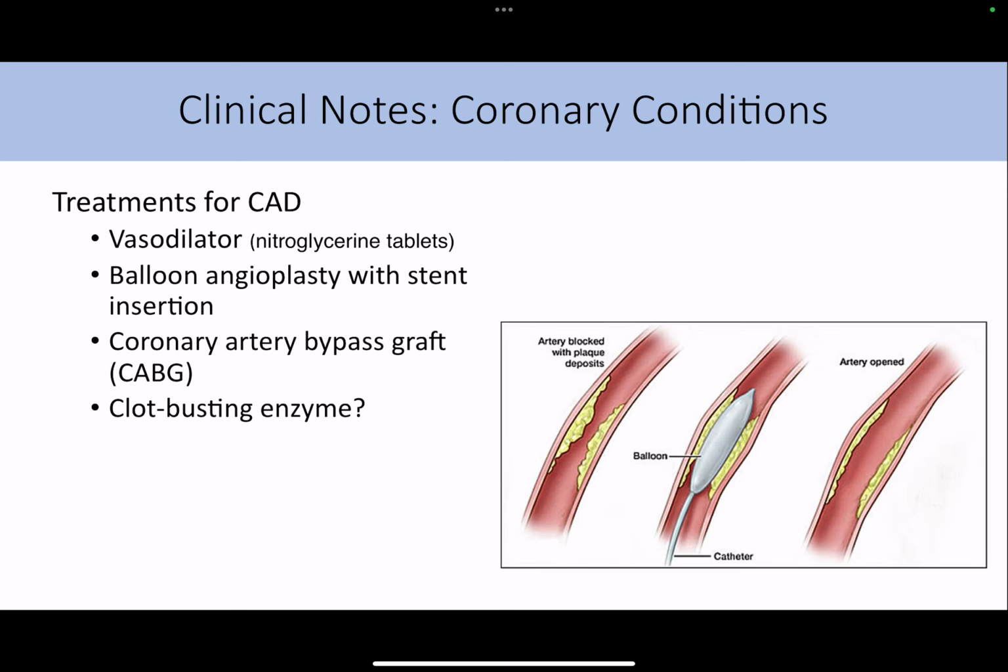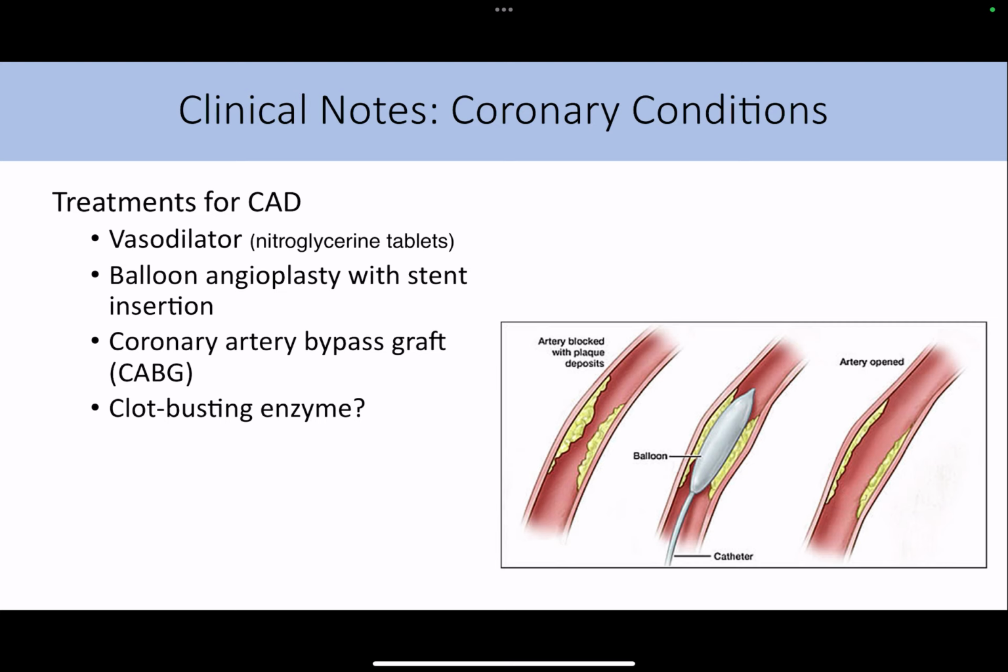All right, so treatments for coronary artery disease like coronary ischemia include a vasodilator. So you can take nitroglycerin tablets. Those are going to be lipid soluble, and things that are lipid soluble can cross the membrane easily, right? So you can put those underneath the tongue and they'll dissolve and diffuse into your bloodstream. And then that'll help with dilating those vessels that are experiencing that ischemia.